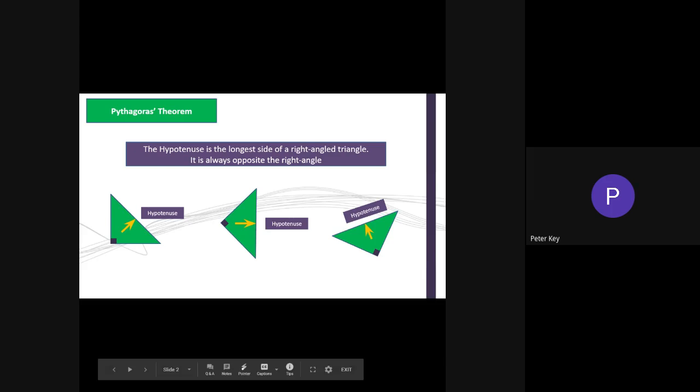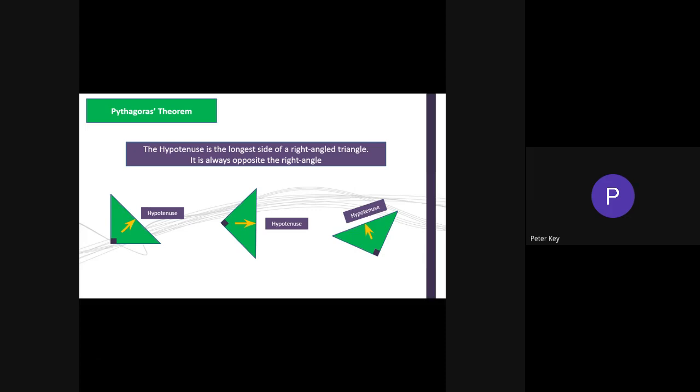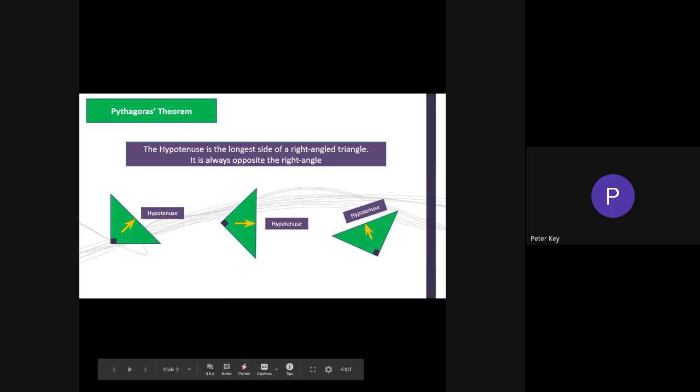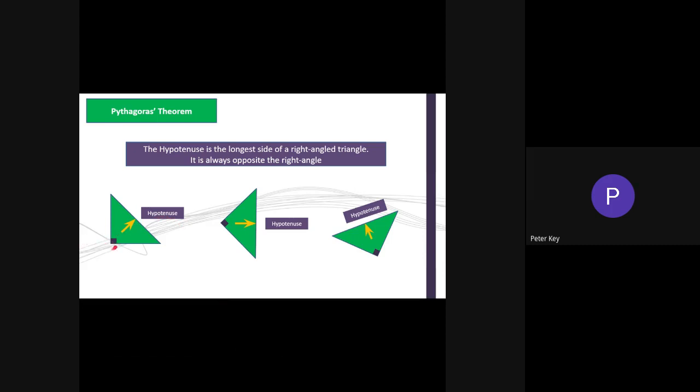Pythagoras theorem. So we've got the hypotenuse. Now, the hypotenuse is the longest side of a right-angled triangle. And as you can see, it's always opposite the right angle. So it's the longest side and it's always opposite the right angle. The right angle is always depicted by a little square corner.